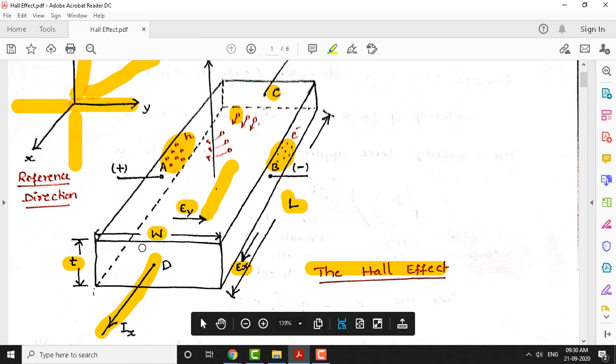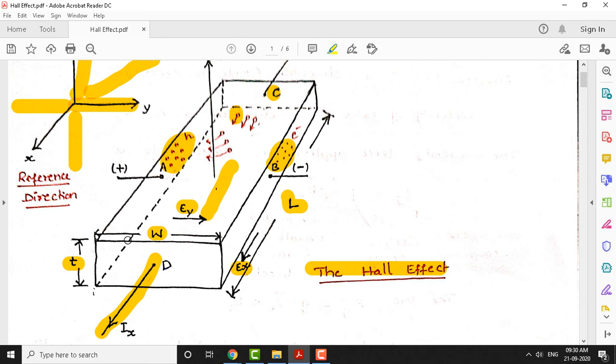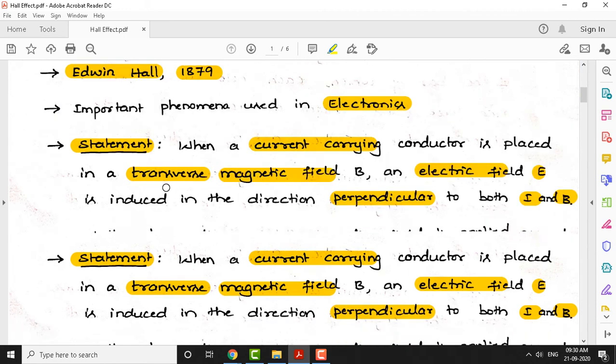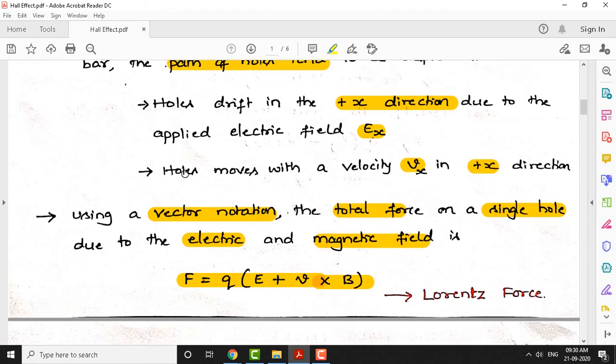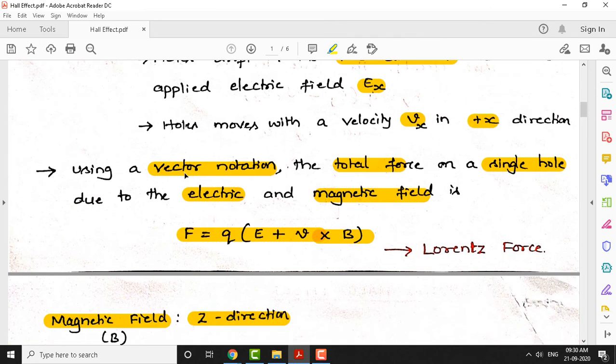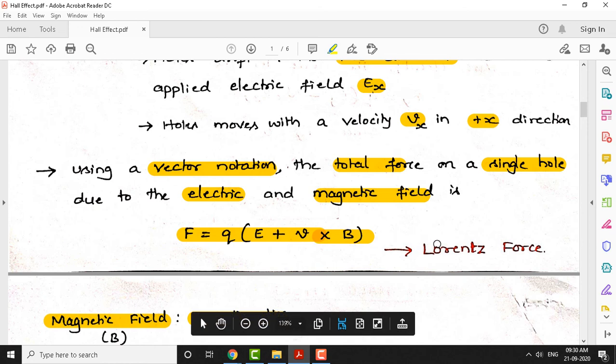So here our assumption is we consider a p-type semiconductor bar, and holes are the majority charge carriers in this. So we are considering hole movement to explain the Hall effect phenomenon here. Now we will use vector notation to calculate the total force acting on the single hole because of the electric field and the magnetic field. This vector notation will help us to calculate the total force acting on the single hole.